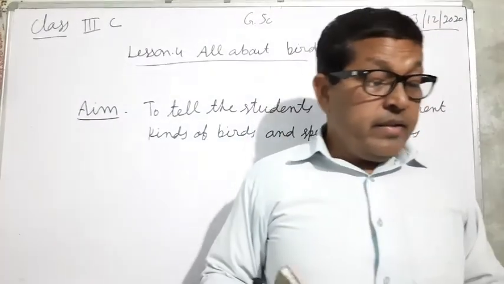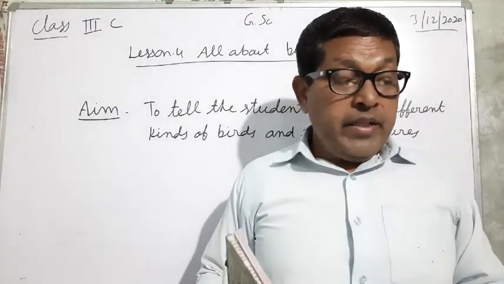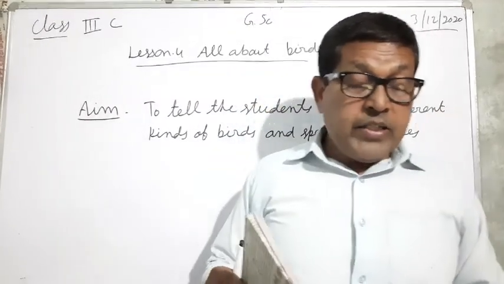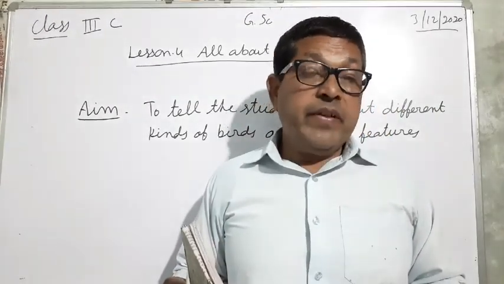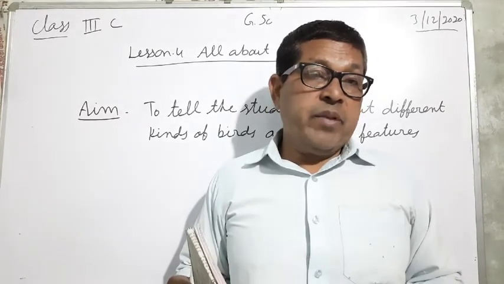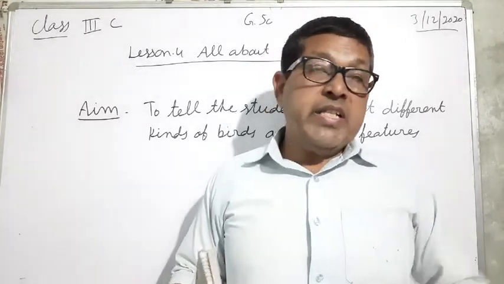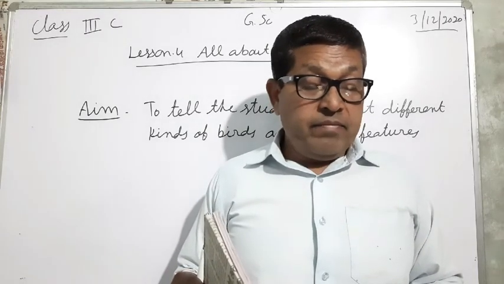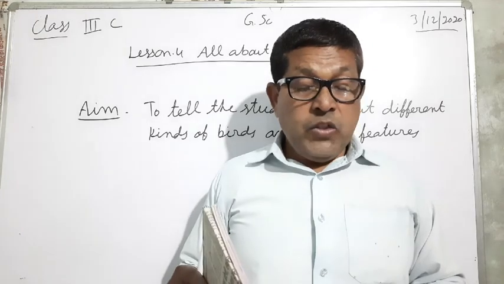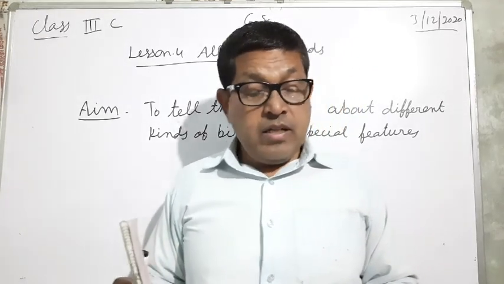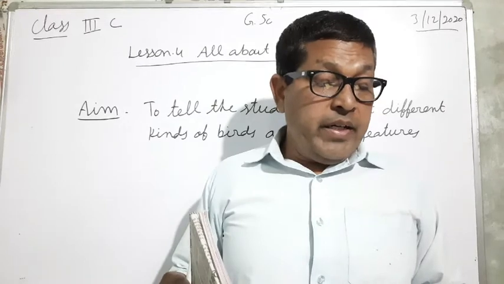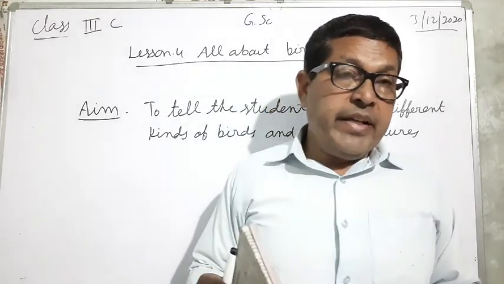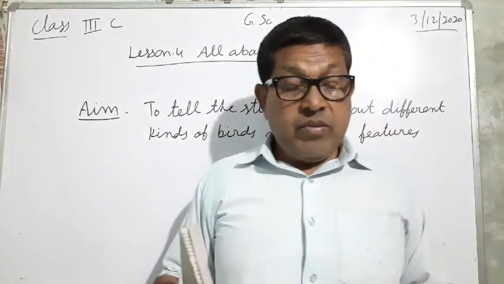So we see many birds around us. Birds are the only animals with feathers. No other animals have feathers, only birds. They have wings to fly, two legs to walk on, and a beak to eat with. They lay eggs. These are the important features of birds.